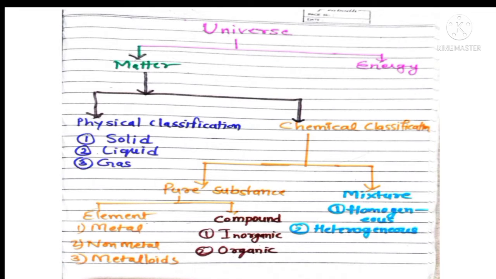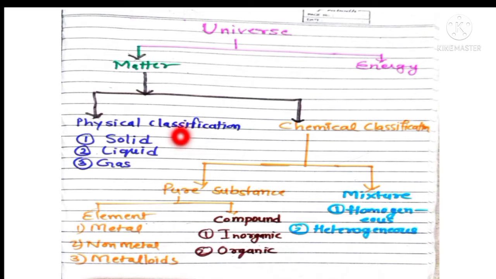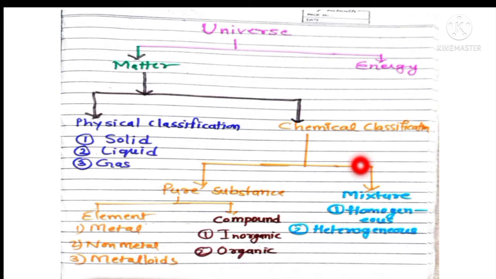See, the universe is made up of matter and energy. So here we will just discuss matter. Matter is again classified into two kinds. On the basis of physical classification, it may be solid, liquid and gas. I think you all know about solid, liquid and gases because in lower classes you already studied this topic. These are the three physical states of matter, and on the basis of chemical composition and chemical properties, they may be of two types: pure substances and mixtures.